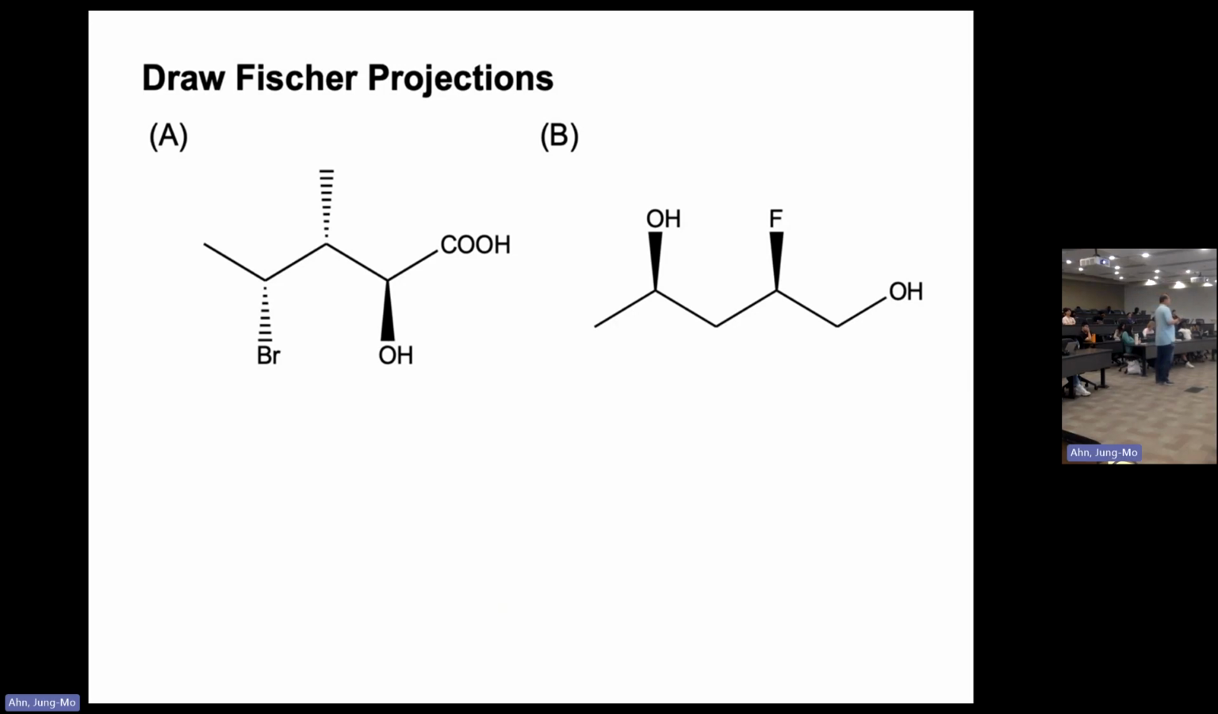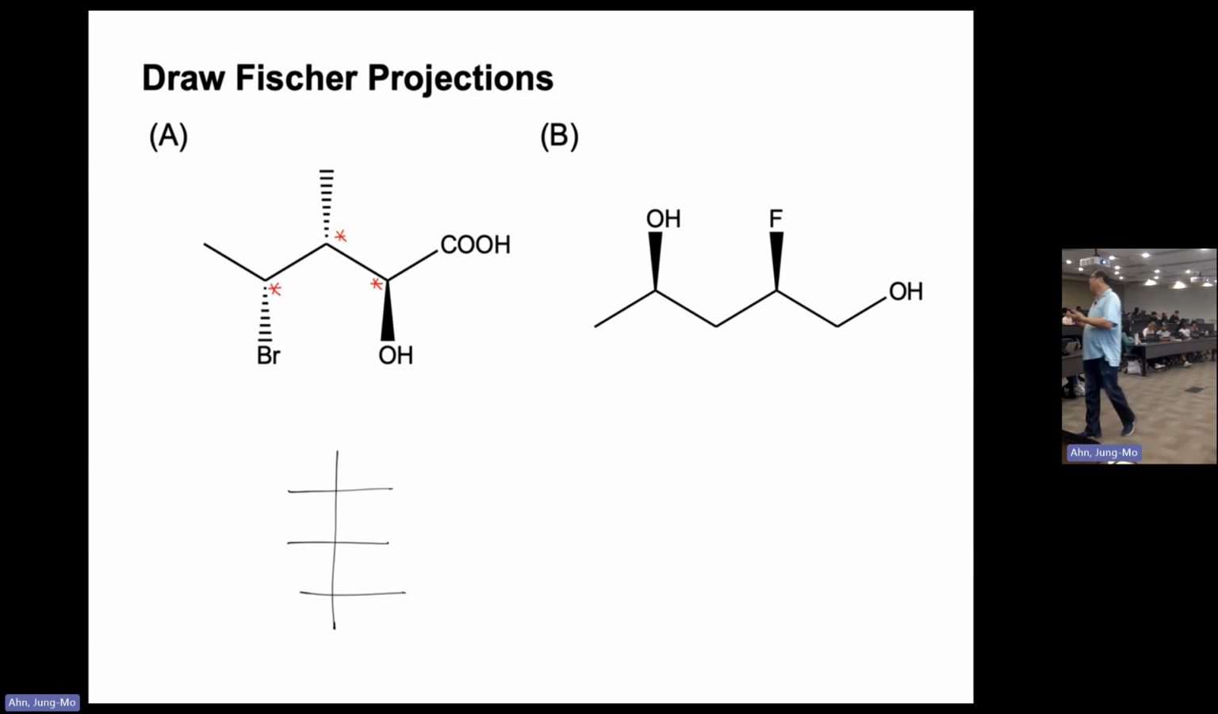On this molecule, how many stereocenters do you see? 1, 2, 3, 4, or 5. There's 5 carbons, so it cannot be more than 5. Stereocenters are carbons with 4 different substituents. This one, that one, this one's a stereocenter. Not that one, right? Not this one. So 3 stereocenters. So how do you draw this Fischer projection?